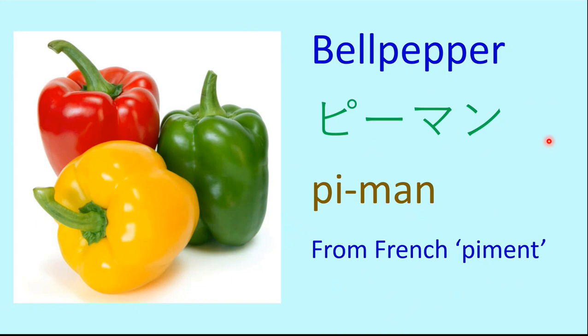Bell pepper is called piman in Japanese. Now, piman, as you can see, it's not an English word, and also it is not written in hiragana but in katakana. So that means it is from a foreign language but not from English. It's actually from the French word piment, or piman. It is pronounced as piman in French as well. So from there, this pronunciation and the corresponding katakana word has appeared in Japanese. Piman means bell pepper or green pepper.